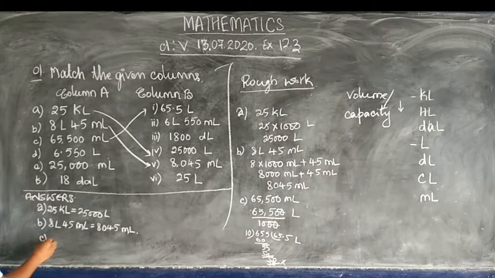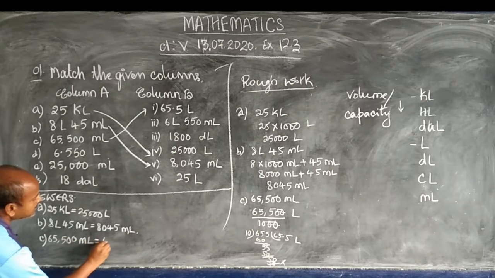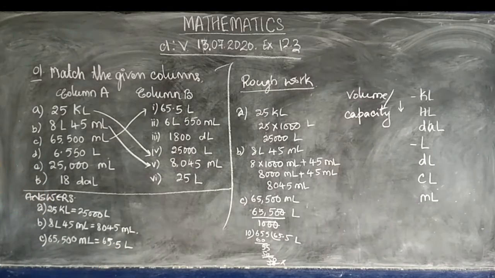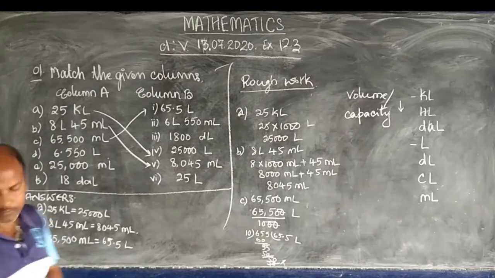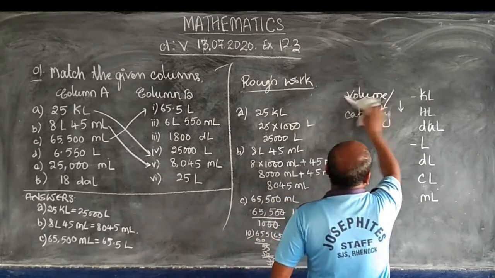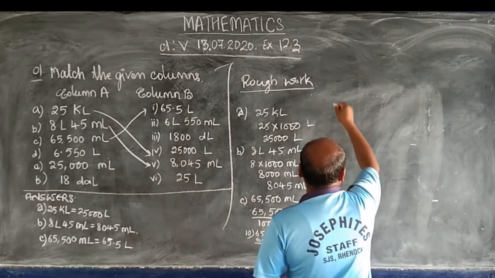So the same thing I am writing here: 65,500 milliliter is equal to 65.5 liter. I hope you are getting it. Now, number 4. I will dissect this a little and I will show you the rough work here.